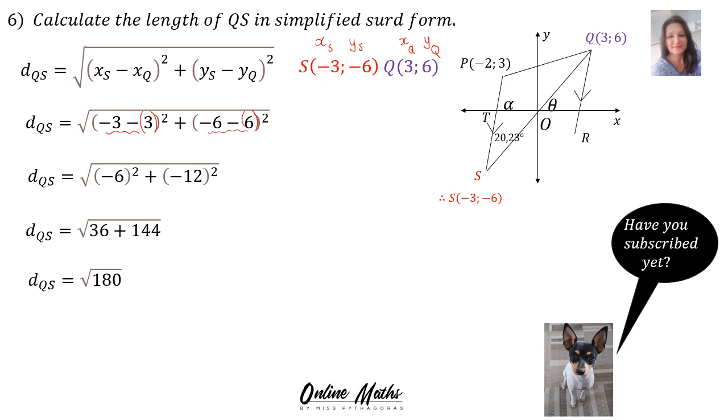So we've got root 180. But the question said they want QS in simplified surd form. So to simplify root 180, what you do is you write it as 36 times 5. It's usually one of the numbers will be a perfect square. And then you say the square root of 36 is 6, and you're left with root 5. Therefore, the length of QS in simplified surd form is 6 root 5.